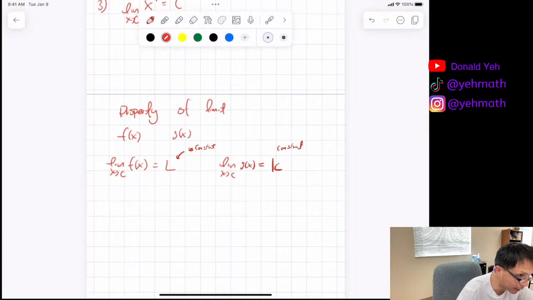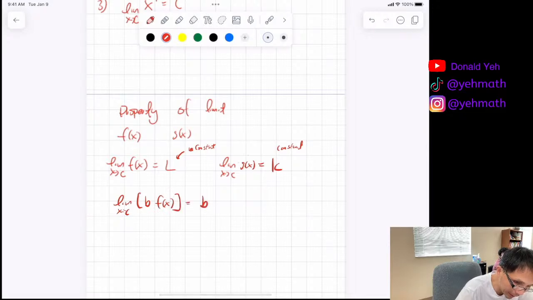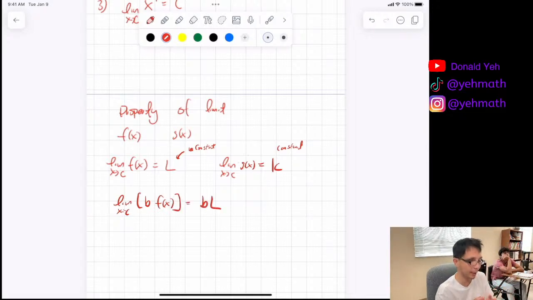Now we're going to talk about scalar multiple. This is when the limit as x approaches c of a constant b times f of x is equal to BL. Now let's talk about this again. This b can be outside the limit because b is a constant. A, B, C are all constant, right? Is f of x a constant? No. f of x is the expression. They stay inside the limit. But since b is moving outside, the limit as x approaches c of f of x equals L, therefore your answer is going to be BL.